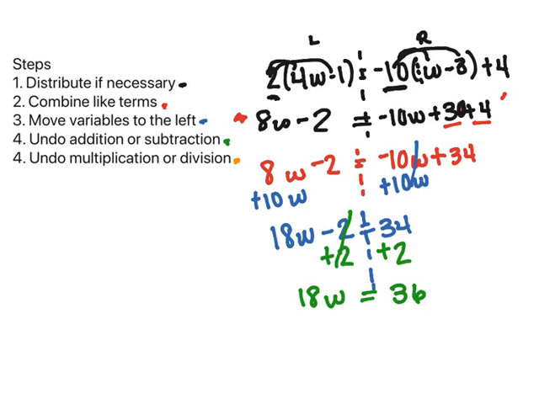Now, last step is undo multiplication or division. Because there is no plus or minus between the 18 and the w, we go ahead and say that they're being multiplied. So the opposite of multiplication is division. So I do that to both parts, and I divide by the number in front of the variable. In this case, it's 18. What I do to one side, I must do to the other. Turns into a positive 1w, which is what I wanted. 36 divided by 18 is positive 2.